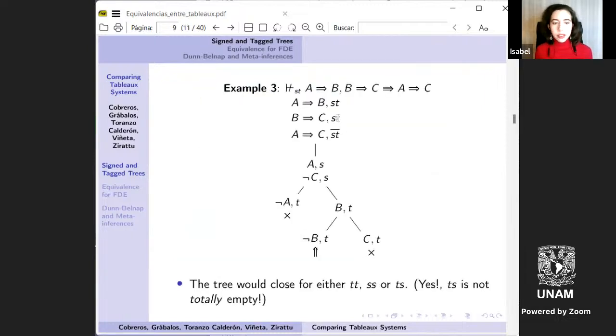So then again, we have an example here. This would be a proof of lack of transitivity of ST. So we would have the two premises with ST just as they are, and the conclusions as the counterexample. Once we build the tree, we realize that it has in fact one open branch and ST is not transitive. But it would close for TT or LP, SS or K3 and TS. Which of course is not empty because we are now in the meta-inferential level.